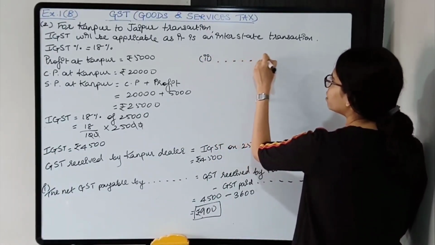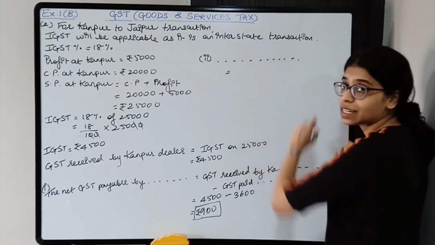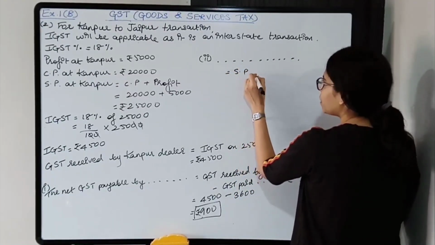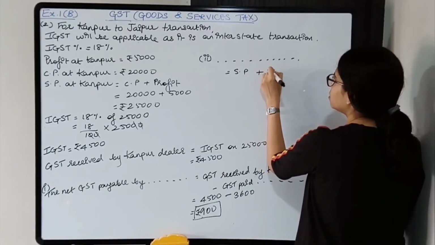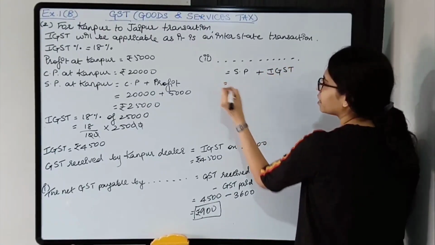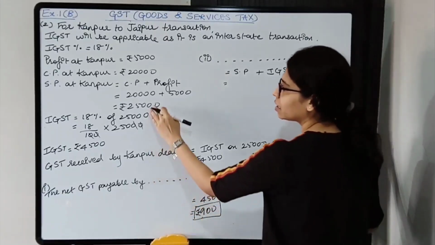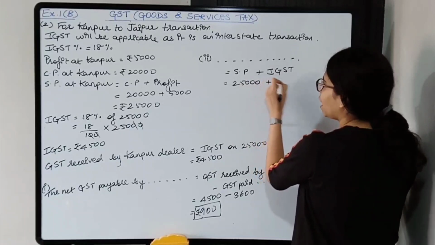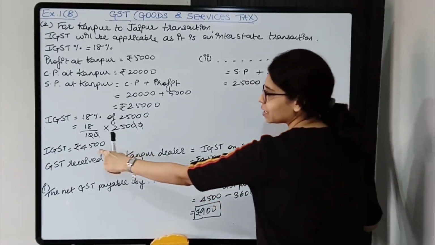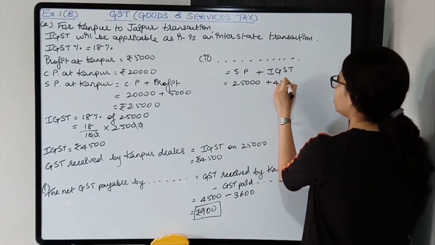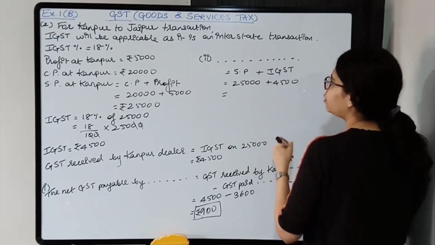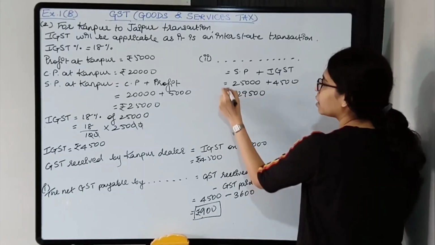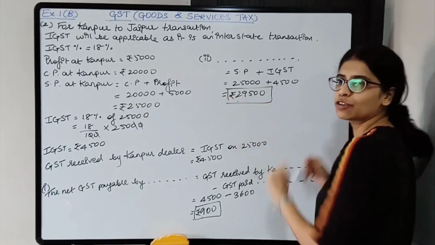The cost of goods and services at Jaipur, write the full statement. It will be the selling price plus the GST. What is the selling price at Kanpur? Kanpur is selling to Jaipur for 25,000 rupees, and GST on that 25,000 rupees is 4,500. So add the two, so it will give 29,500. Easy calculation. Again box this answer, don't forget the rupee symbol.